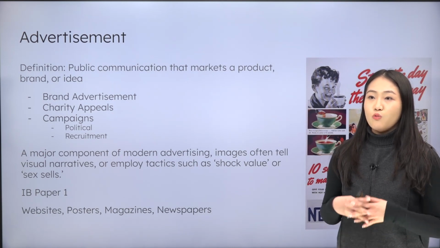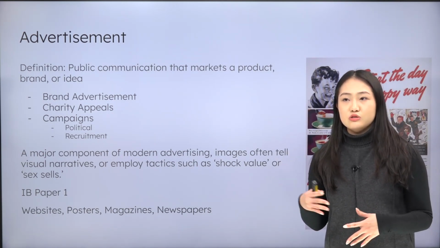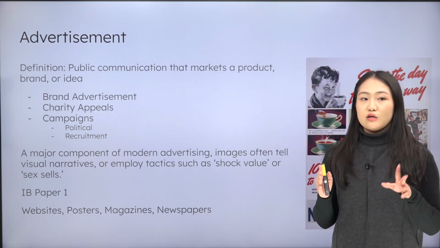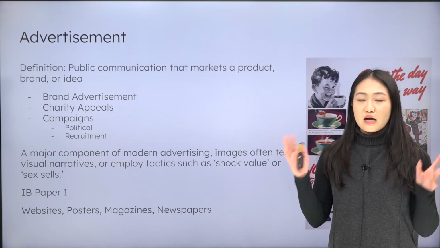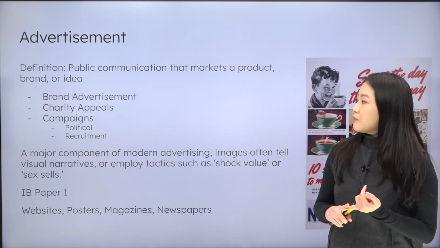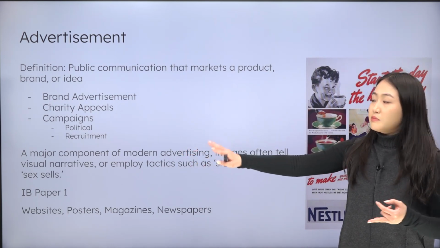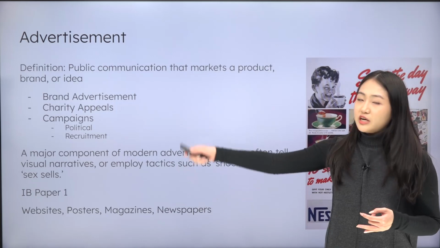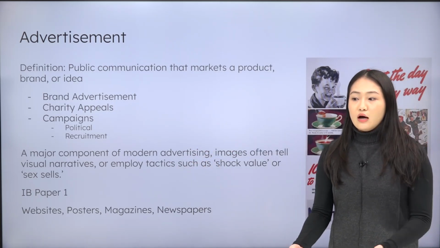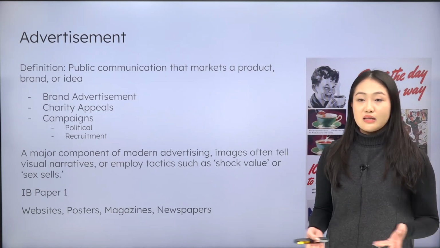It is a very wide umbrella that IB really loves incorporating into Paper 1 and IOs. And within this umbrella, there are several different types of advertisements, and this can include campaigns, which could be political, recruitment, military, used also for corporate, charity appeals, and brand advertisement, which is your usual advertisements that you see in magazines and in day-to-day life.